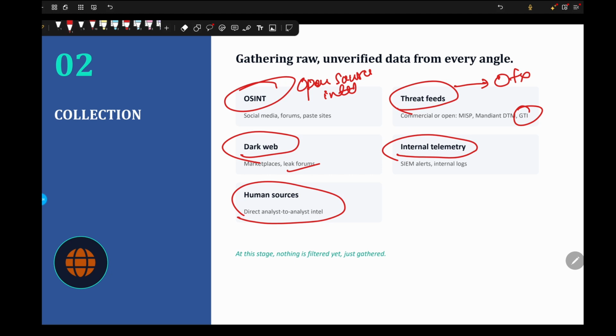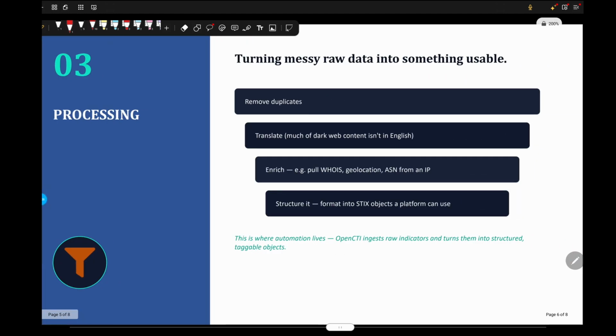Now let's move on to the third stage, which is the processing stage. Raw data on its own is not useful, right? Raw data is messy, it is unfiltered, and it's very difficult to read and understand what exactly it is. So this is where you have to clean it up.